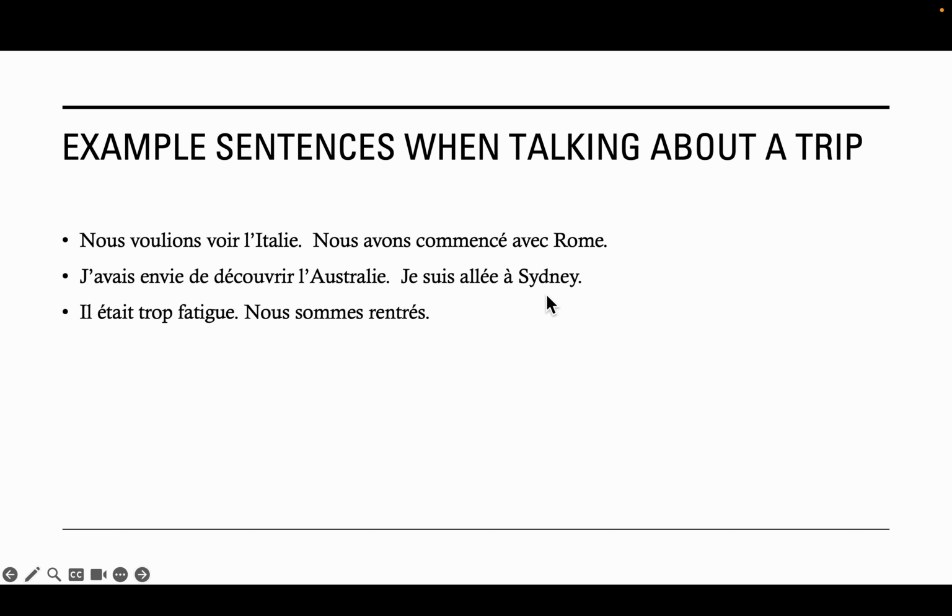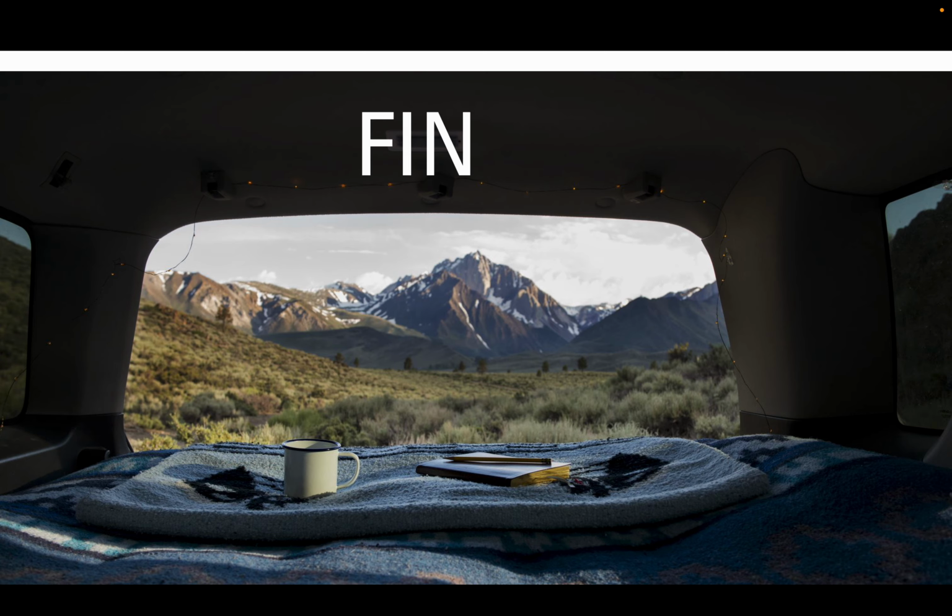Je suis allée à Sydney. I went to Sydney. What happened? I went to Sydney. That's a passé composé. Il était trop fatigué. There should be an accent right here. Sorry. Il était trop fatigué. He was too tired. That is description. That's imparfait. Nous sommes rentrés. We came home. That's a passé composé. What happened? La fin. Merci.